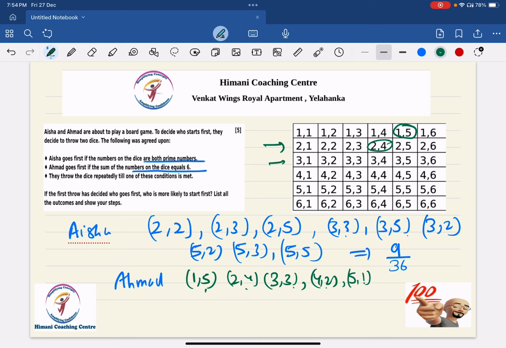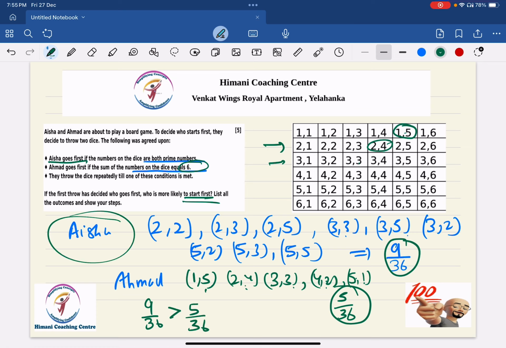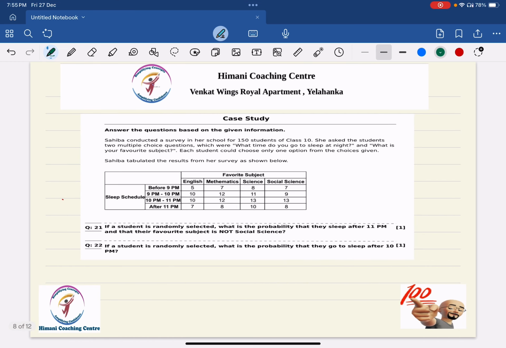Can you see? We just have to check that the sum on both the dice is equal to 6. So we took 1, 5, 2, 4, 3, 3, 4, 2 and 5, 1. So 1, 2, 3, 4, 5. So 5 by 36. We can see that 9 by 36 is greater than 5 by 36. So Aisha is more likely to start first. That's how you will show. You will simply write: since 9 by 36 is greater than 5 by 36, chances of Aisha starting first would be more.